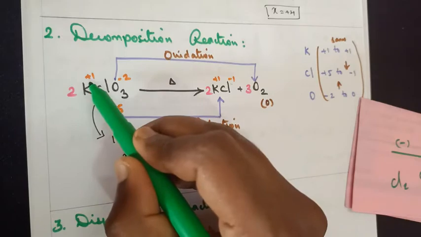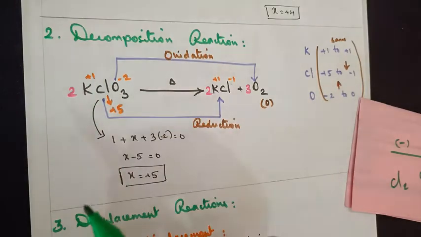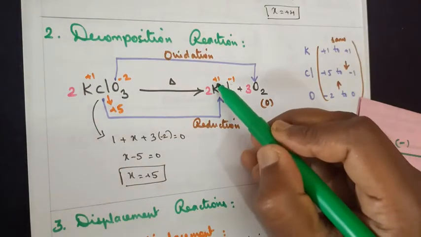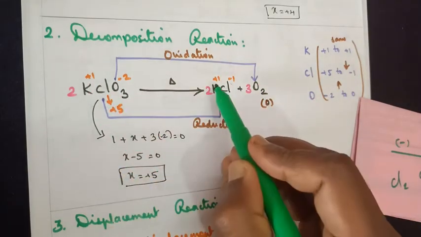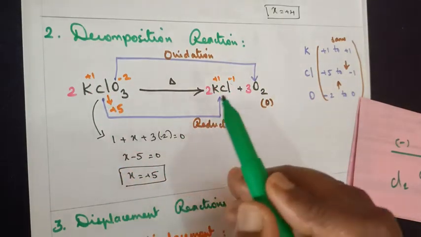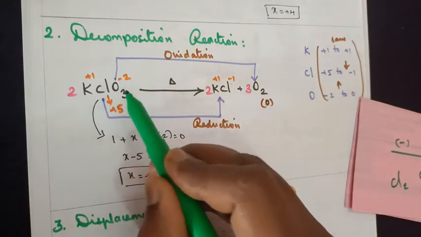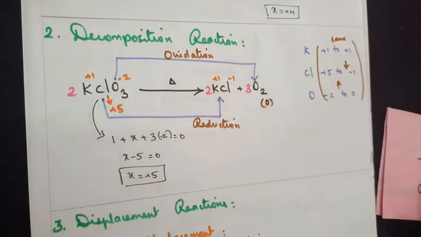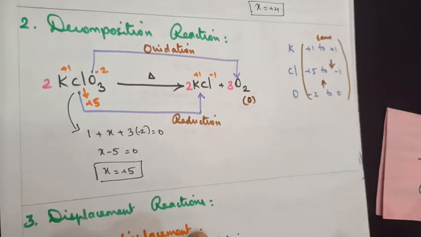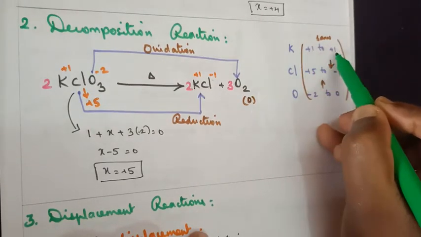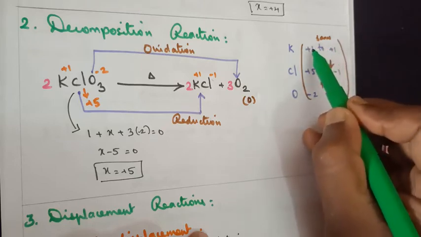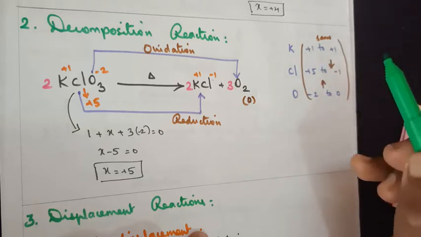In this case, the charge of potassium on the reactant side is plus 1, and the charge of potassium on the product side is also plus 1. So we will not consider potassium. Change is found between chlorine and oxygen. Now if you look at this side, you will understand better. Potassium, as I told you, has the same charge on the reactant side and the product side, so we are not bothered about it.